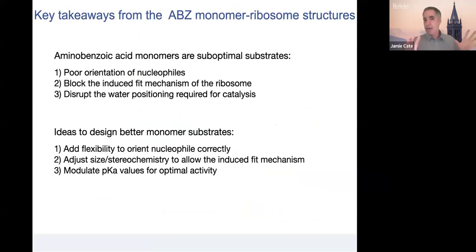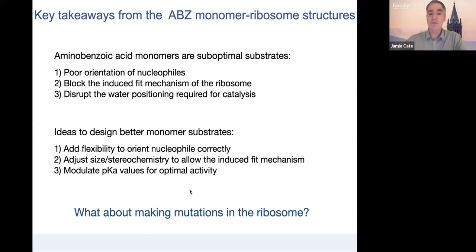That was a lot of chemical detail. I wanted to start there because this just gives you a sense of the motivation for where I'm headed with the language model. And I won't go through all the details here, but basically the aminobenzoic acid monomers don't fit in the ribosome very well. And we are thinking about ways to make better monomers that we could use with the ribosome as it is. But what if we could make mutations in the ribosome that would allow these to fit better? This is where we're headed with these language models.